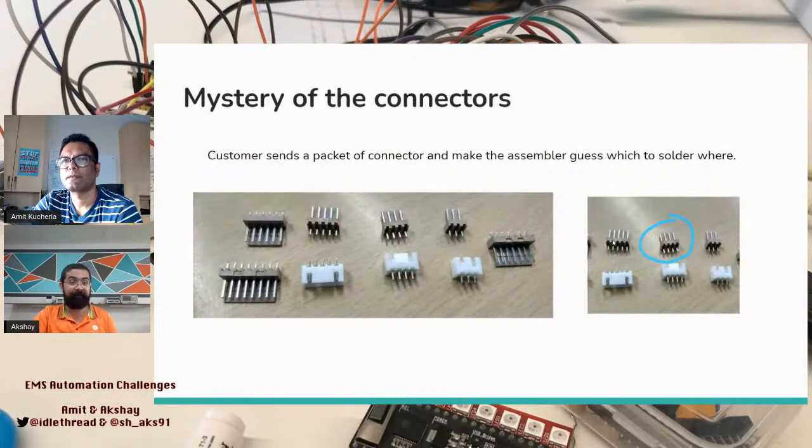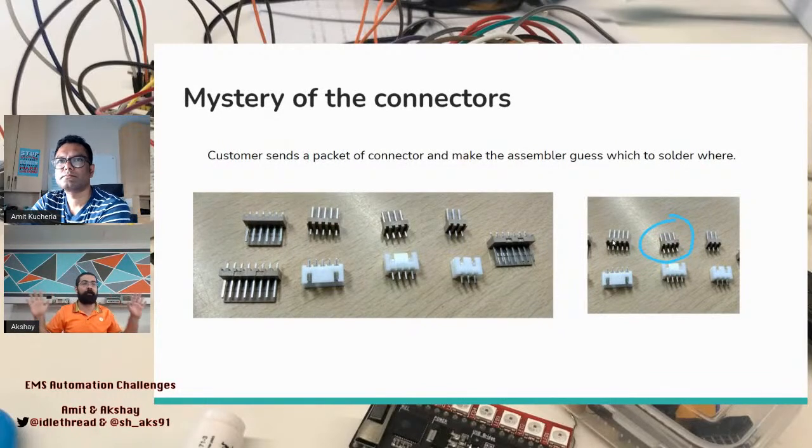Now comes the biggest horror for the assembler: the mystery of the connectors. The customer sends a packet of connectors and makes the assembler guess what to solder where. Let's say a 4-pin connector was needed. He has packed one 4-pin connector which looks like this, and another which looks like this. What does the poor assembler do? He will have to keep communicating with you, asking questions and figuring out what you need where. So if you're not able to give good data, it's always going to add time.